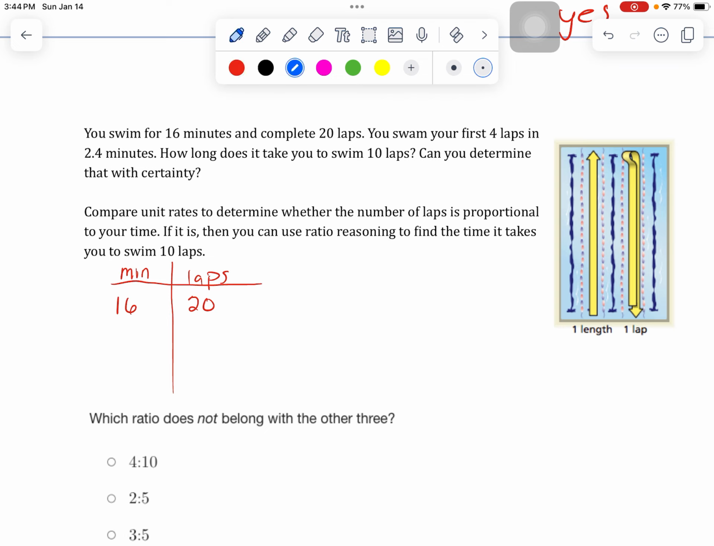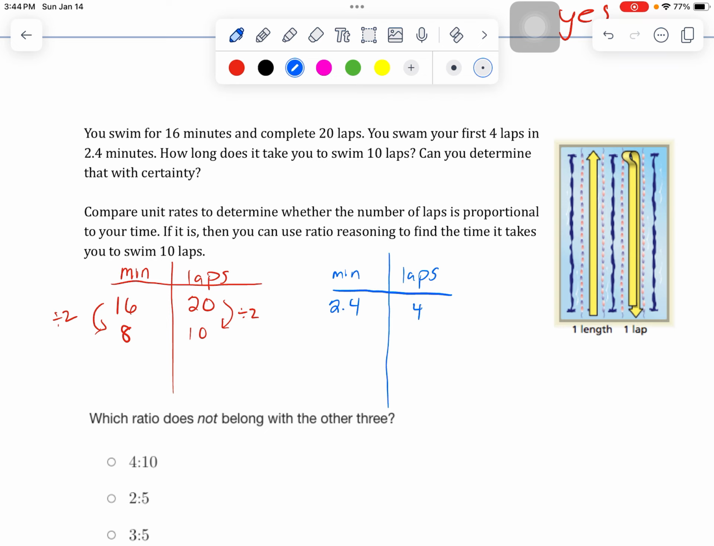Okay. Over here, the information that I received was that, again, minutes and laps, it said my first 4 laps were done in 2.4 minutes. How long does it take you to swim 10 laps? Can you determine that with certainty? So let's look at each of these to do 10 laps. So in the table in red, if I did 10 laps, that would take me 8 minutes, right? I got that by just dividing by 2.